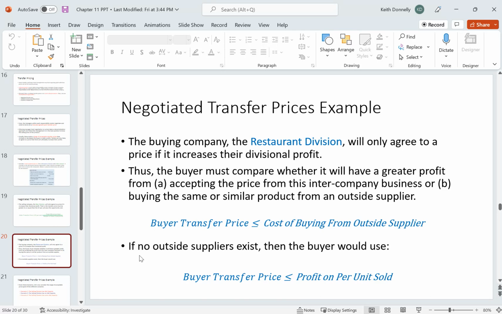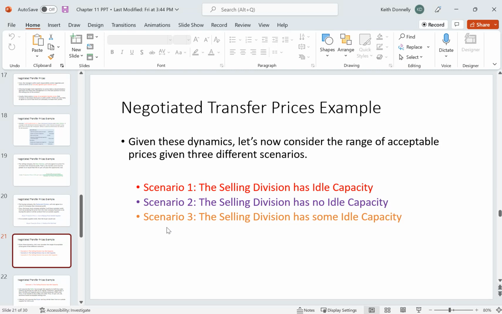Now, if there is no outside supplier, then the buyer would use a transfer price that would be less than or equal to the profit on each unit sold. So that is the general framework. It has to make sense for both parties in light of that equation. Let's consider the range of acceptable prices given three different scenarios.